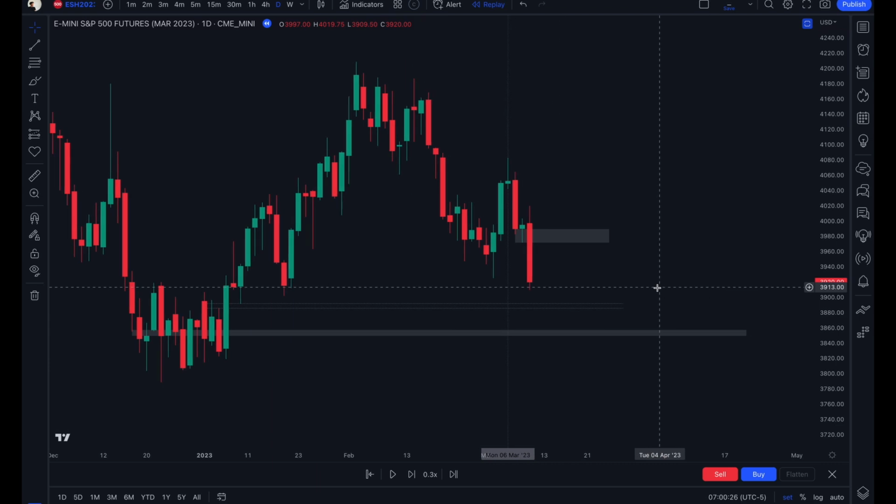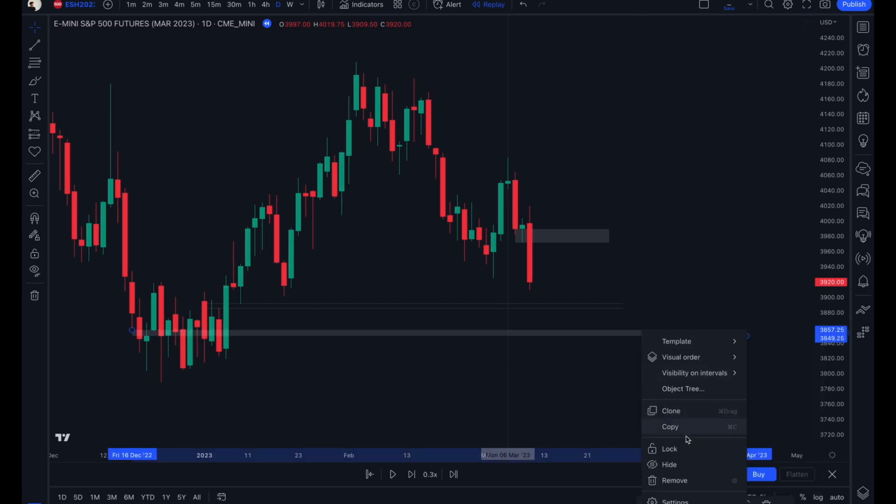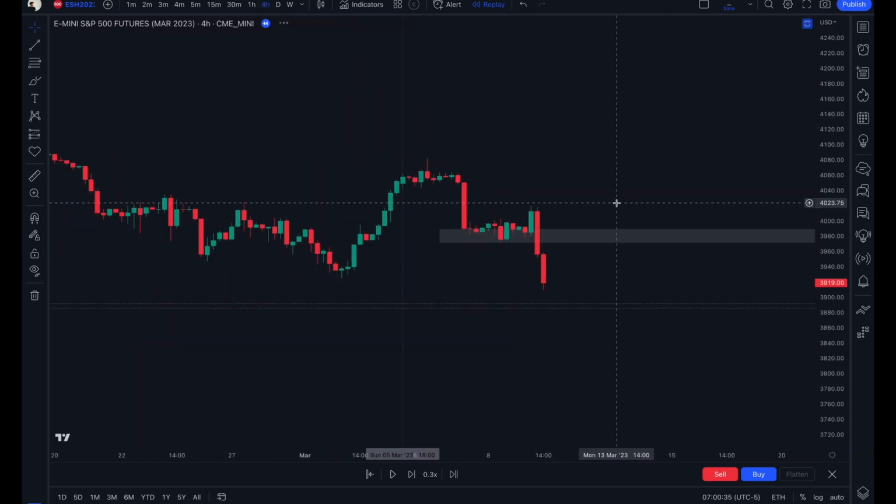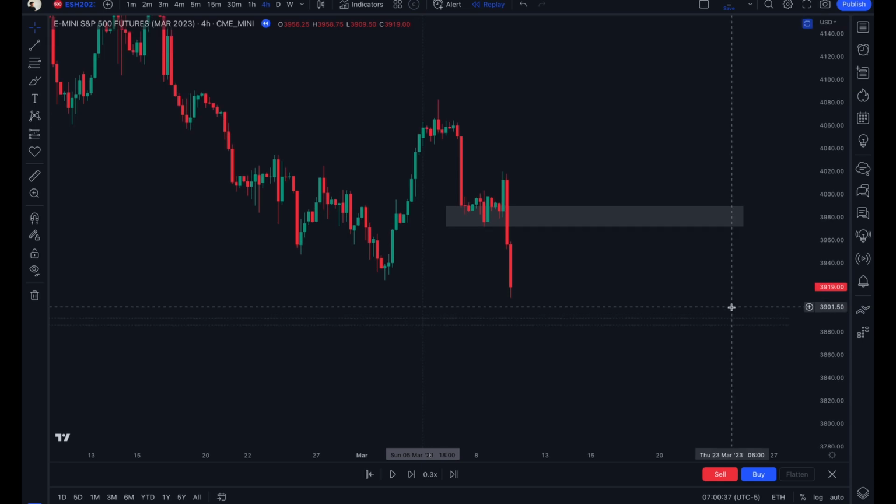So yeah, we have our levels in place, and it is really a 50-50 day. So we will see how the market reacts. So we'll go to 4 hour.